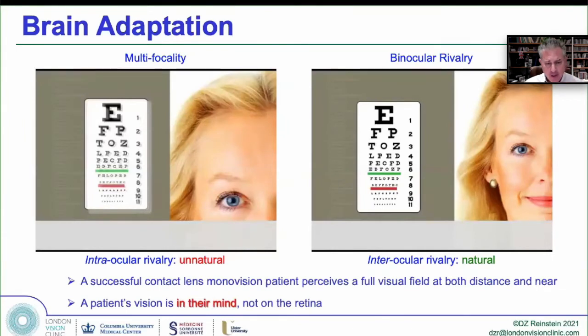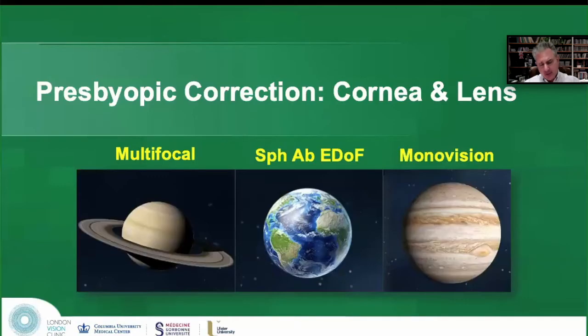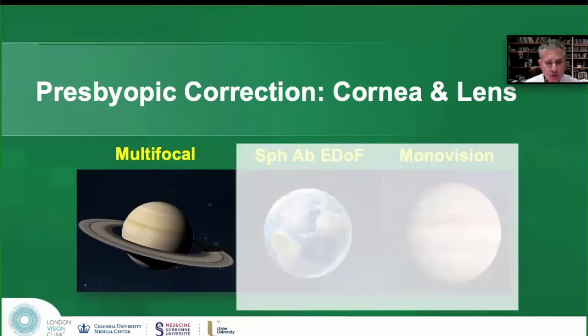Successful monovision patient wearers don't perceive half the world, even though they're suppressing the vision from one eye. So the vision is really in the mind, not at the level of the retina. So let's consider our three planets, and let's focus on this idea of multifocality. And I'm going to use an example that's less common and less commonly understood, which is multifocal cornea surgery.